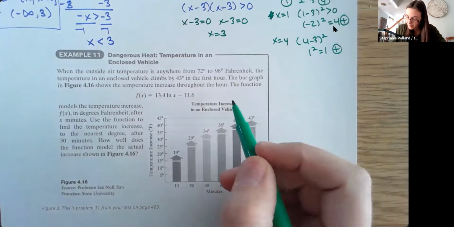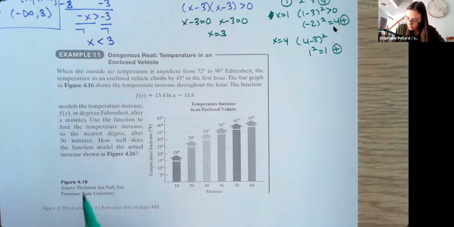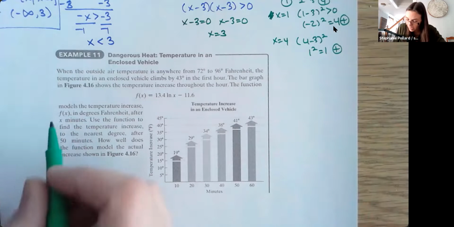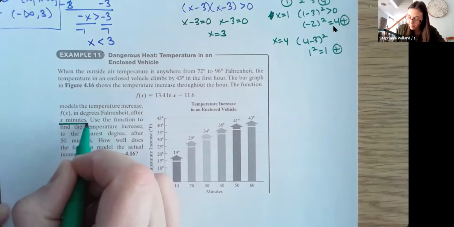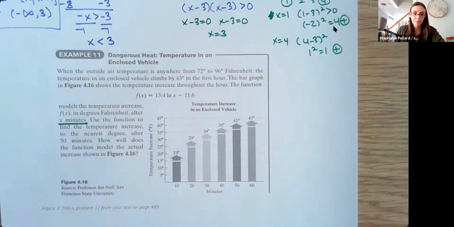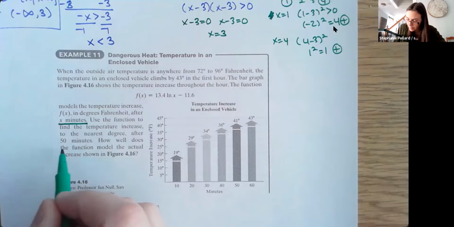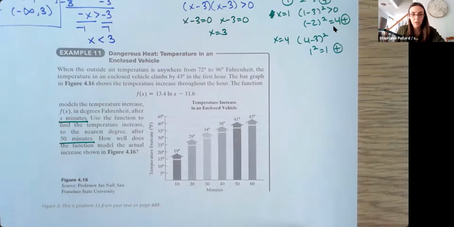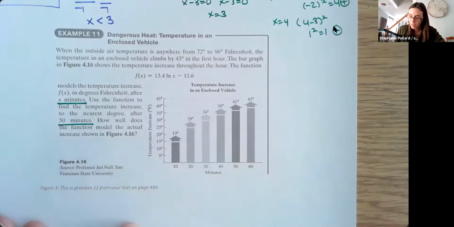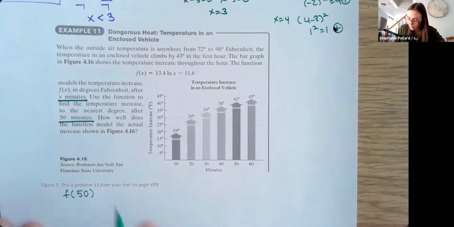So in this case, f of x is going to be degrees in Fahrenheit after x minutes. And it's based on the temperature increase again. So let's use the function to find the temperature increase to the nearest degree after 50 minutes. And then we'll compare it to the actual data. So I'm looking at f of 50 here. And I'm going to go ahead and plug that in.